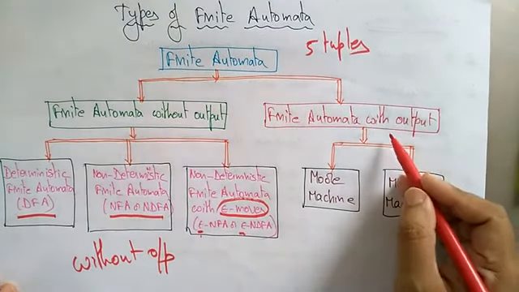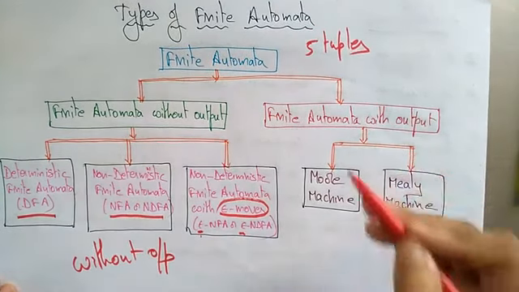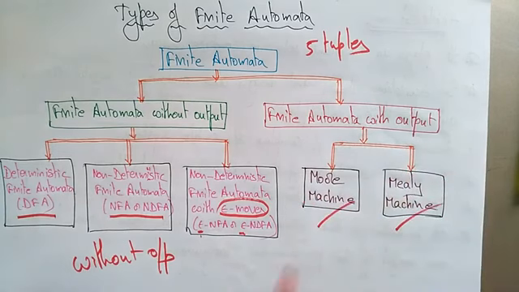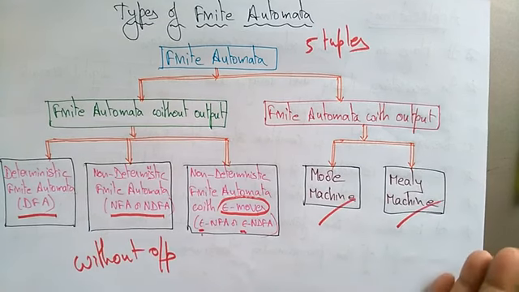Coming to finite automata with output, the examples are the Moore machine and the Mealy machine. In the coming videos, we are going to learn about DFA, NDFA, NDFA with epsilon moves, Moore machine and Mealy machine with examples. Thank you.